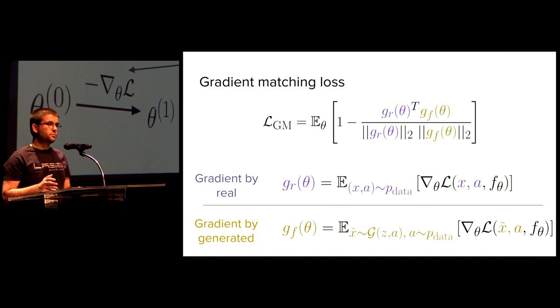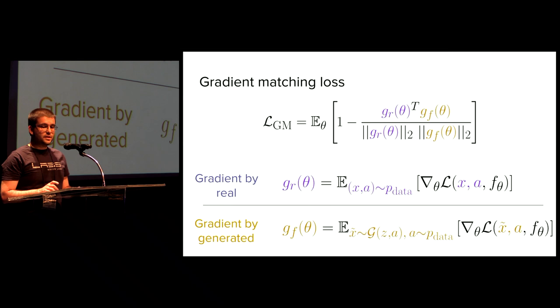With this purpose, we propose the gradient matching loss, which relies on a classification model F that is parameterized by theta, and a loss function L used to train theta. First, we compute the expected gradient of L with respect to theta, computed over the real training samples, and also over the synthetic ones. And finally, we define the gradient matching loss as the expected cosine distance between GR and GF.